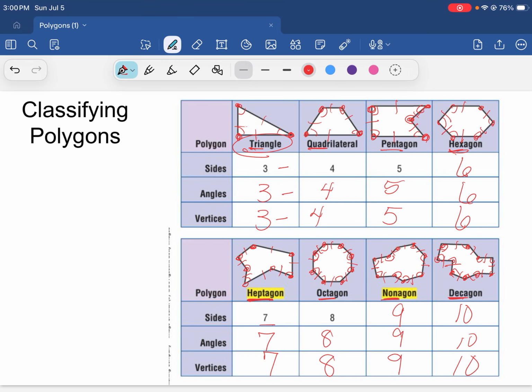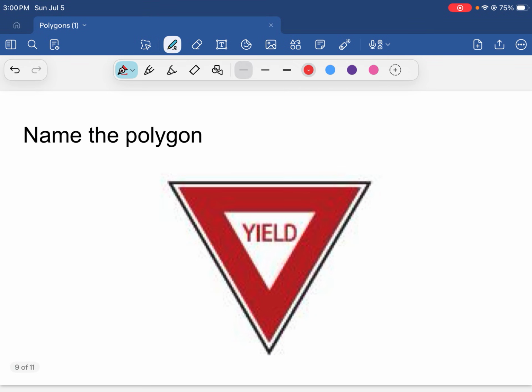So as you can see, as you look at these polygons, if you're given the name of a polygon and it's a pentagon, you will know that it has 5 sides, 5 angles, and 5 vertices. So let's see if we can name some of these polygons. Here's a yield sign. I bet you see this when you're driving with your parents. Let's see how many sides, angles, and vertices this object has, because that will help us name it.